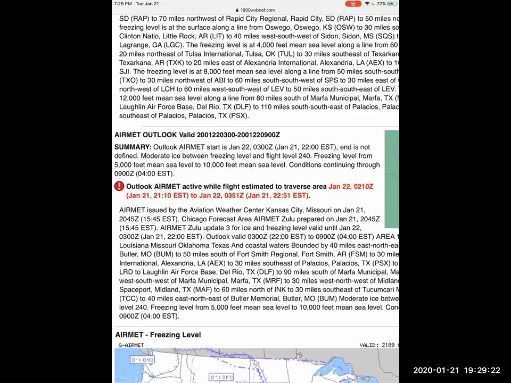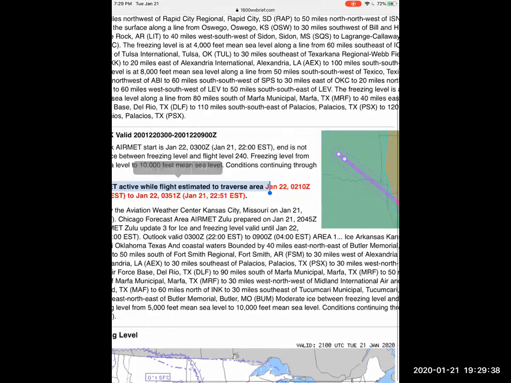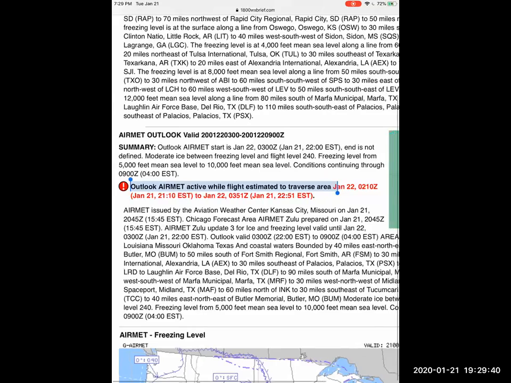Then we have an Airmen Outlook. In this case, also certainly applicable. And once again, they give us that big red flag that this Airmen Outlook is certainly going to be active for our traversed area. They show it there, of course, in the depiction. I think I just figured it out, actually. Let's see.